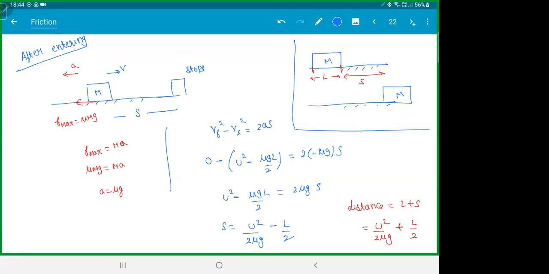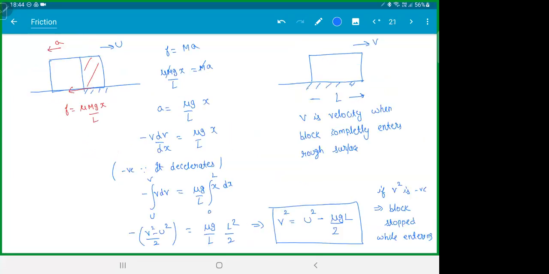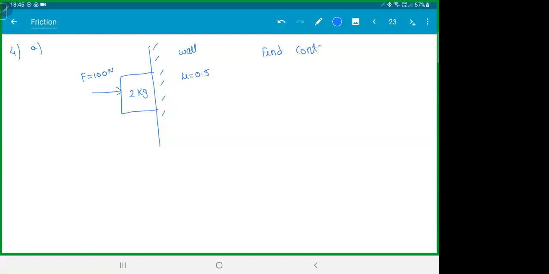Next one. Going ahead. Easy one. We got a block, 2 kg. This is a wall. Friction is 0.5 and you're applying a force of 100 newtons. Find contact force. Gravity is there.